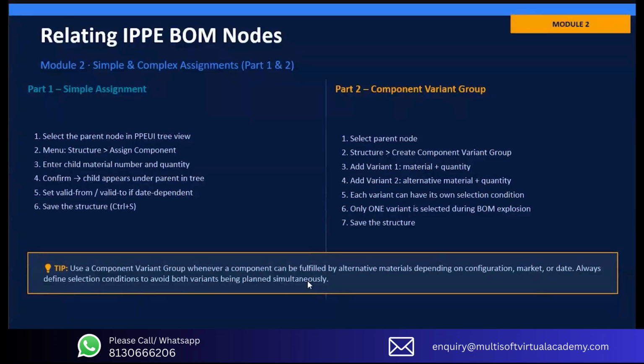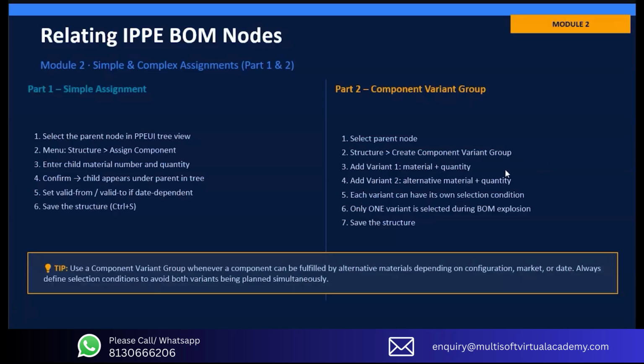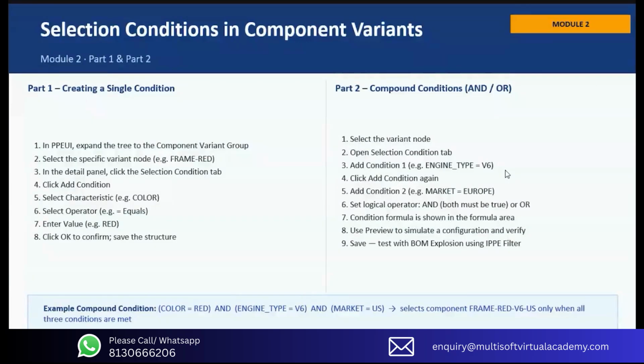Okay. Next, selection conditions. How do we write selection conditions in component variants? We have created the component variants here. For these component variants, how do we select them? Creating this, simple, part 2 here. So one is the simple creation, and the second one is the compound one. How do we do it?